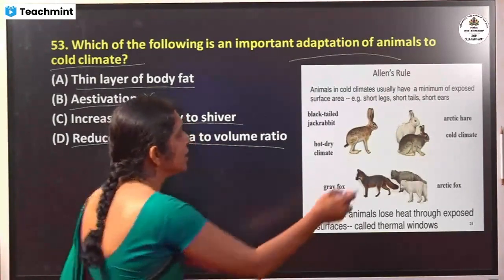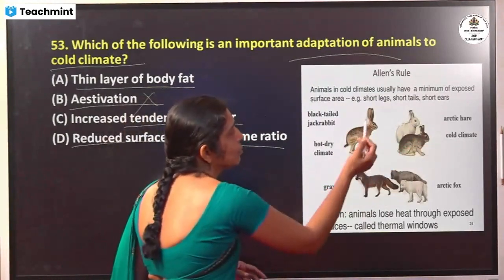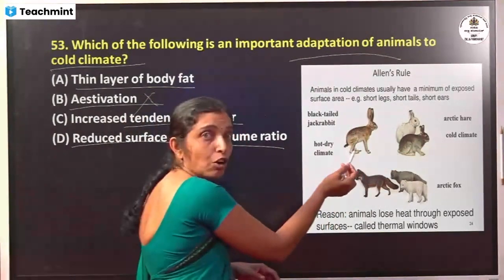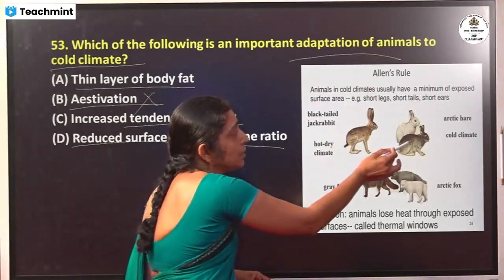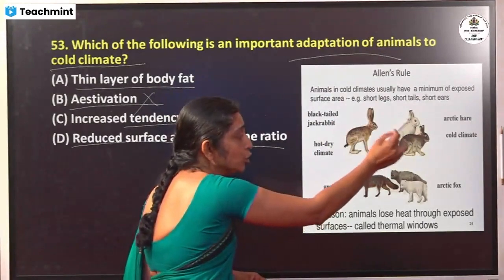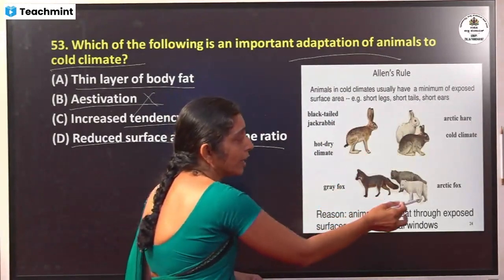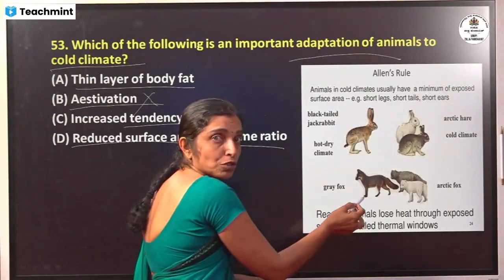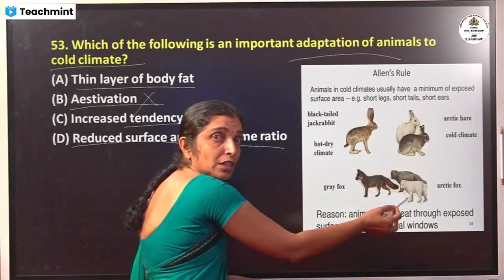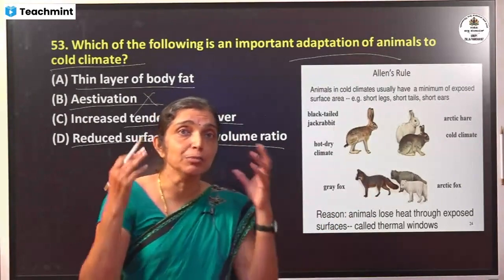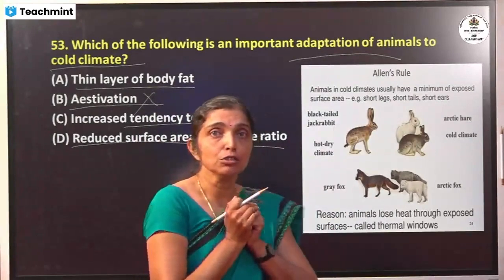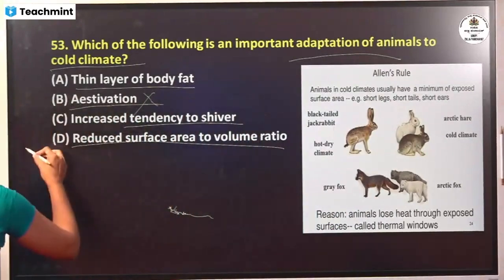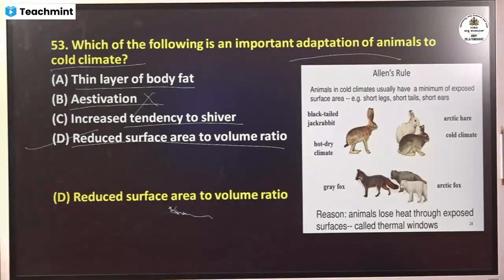So here you can see the different types of rabbits. The rabbit in the hot climate usually has longer ears, isn't it? Whereas the rabbits in the colder climate have very short ears. Similarly, we have the Arctic fox and the gray fox also. If you see, a lot of differences. Their surface area, extremities are usually reduced in order to conserve heat. So Allen's rule is applicable over here. So this is the right answer. They have reduced surface area to volume ratio.